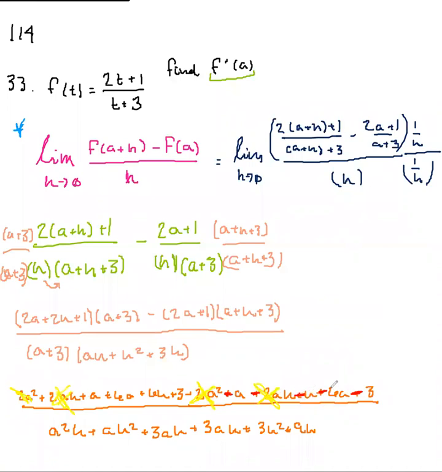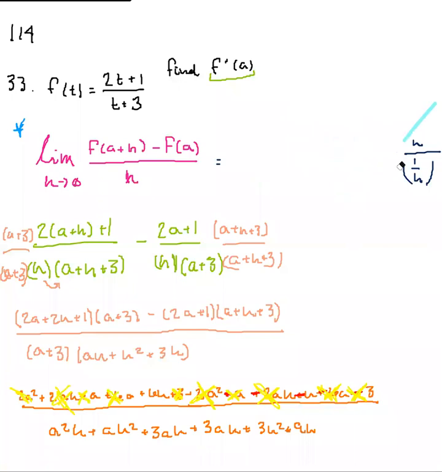Here I have a 6a and a minus 6a. I have a minus a and a plus a. I have a plus 3 and a minus 3. So I'm going to erase this right here, and rewrite this as 6h is what I have left here. And then I have a minus h, so it'll be 5h.